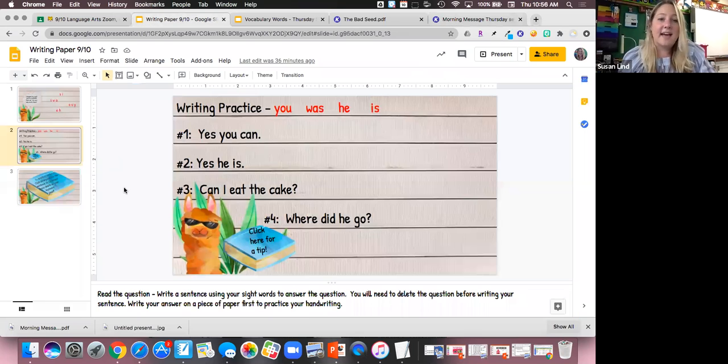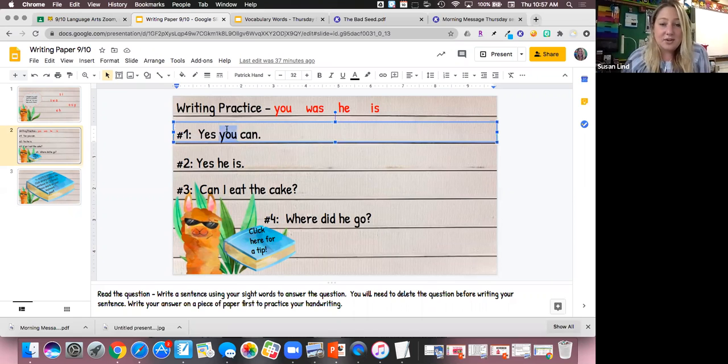Lastly, this is your sentence writing that you will work on today. I put a question in the blanks and we answer them by writing a sentence to go along with the question. The first question was, can I play a game with you? And our response was, yes, you can. So we wrote, yes, you can.